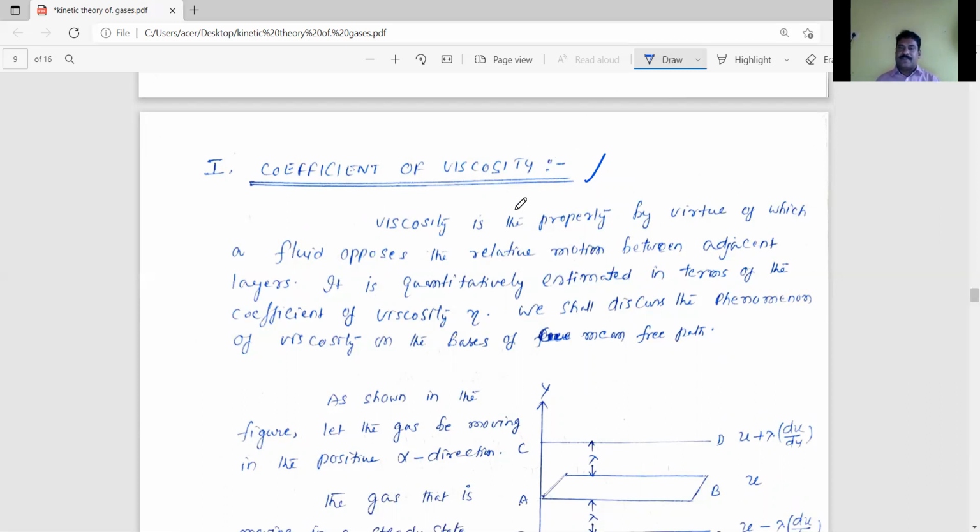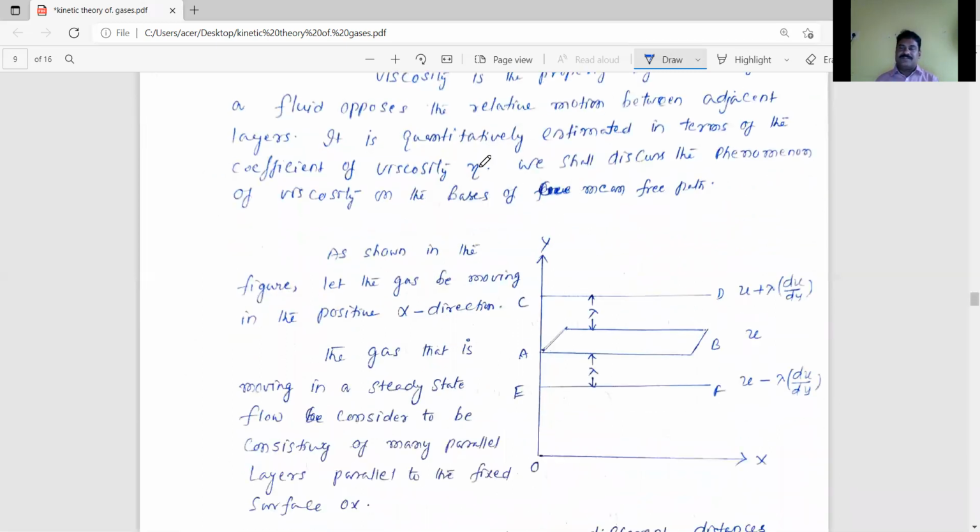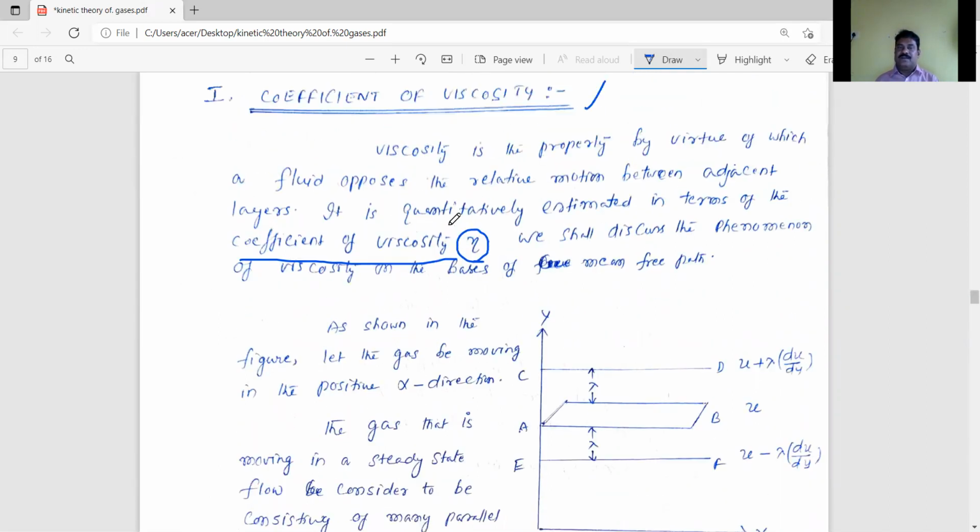This viscous force can be explained by the factor coefficient of viscosity, that is eta. So by using this coefficient of viscosity, one can quantitatively estimate the viscous force in between the layers of the system. Okay. So this coefficient of viscosity eta is derived by Maxwell by using the factor mean free path.